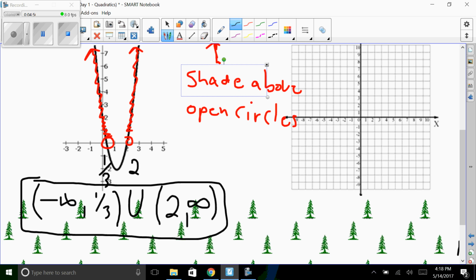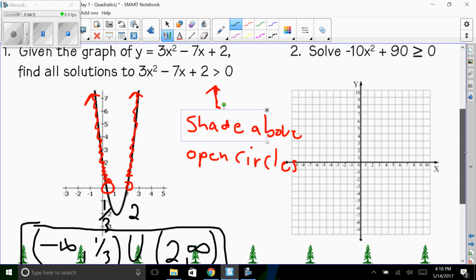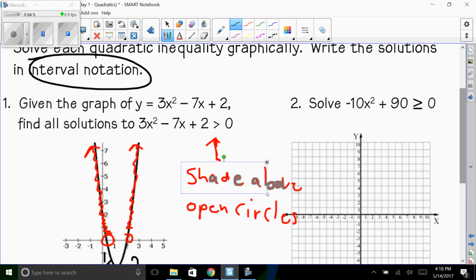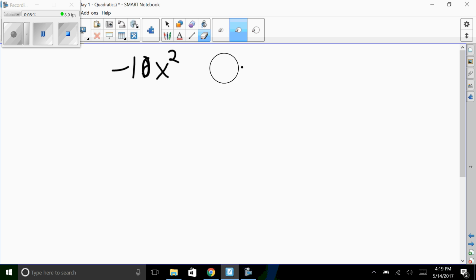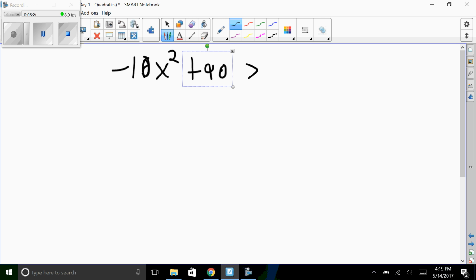All right. Let's move on to number 2. All right, -10x squared plus 90 is greater than or equal to 0. So I'm going to start a new page. Negative 10x squared plus 90 is greater than or equal to 0.